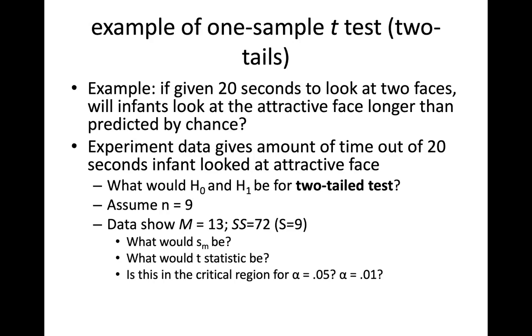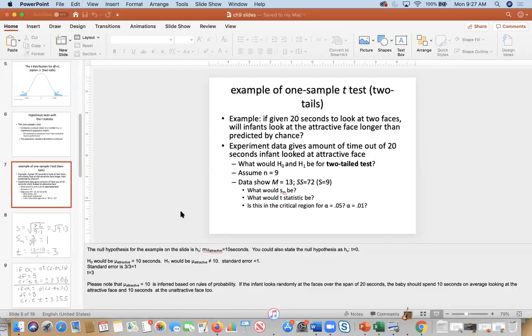So you ask here, what would the null hypothesis be and what would the alternative hypothesis be? Remember, the null hypothesis basically says there's no treatment effect. The conditions don't do anything to the dependent variable. That's what the null hypothesis says in words. I think I have the null hypothesis written in the notes portion. Yeah, I do. The null hypothesis, I'm highlighting it here, would be the amount of time spent looking at the attractive face would be 10 seconds.